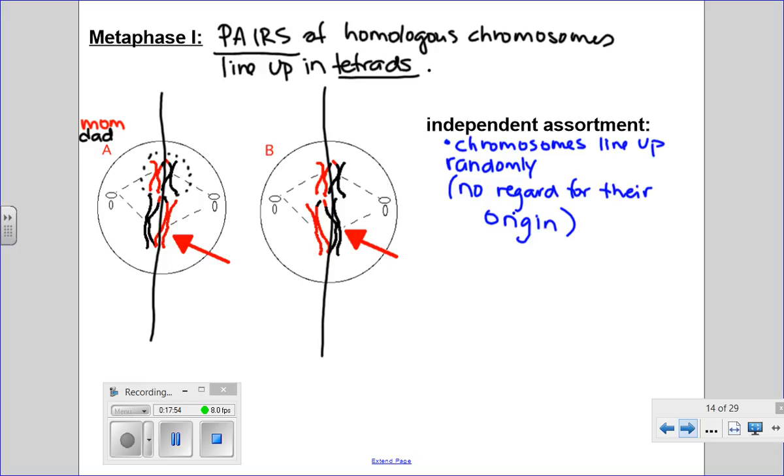So the chromosomes do not have to line up by origin, which means which parent they came from. This provides further genetic variation because it means that when you make gametes, they will not be identical to the gametes that made you. They will have a completely random assortment, some genes that were from maternal origin and some genes that were from paternal origin.